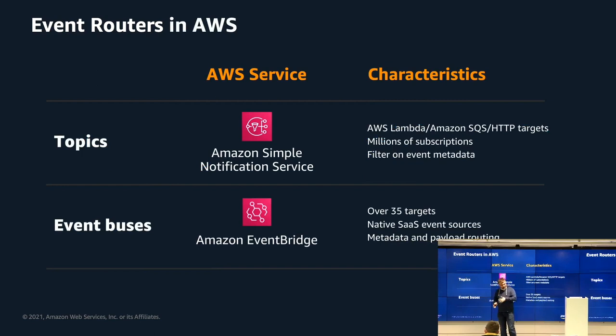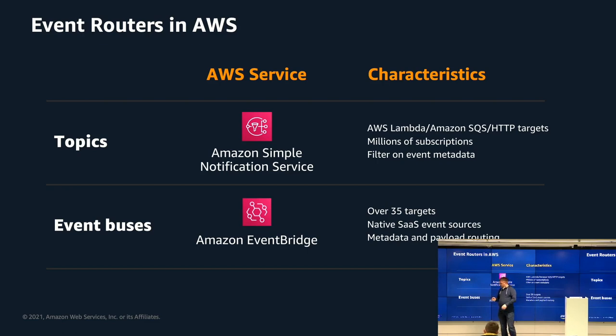When it comes to AWS services which you can use for event routers, there are two of them. It's Amazon Simple Notification Service and Amazon EventBridge. I think everybody is familiar with Simple Notification Service because it's quite old and a lot of people use it to deliver notifications to consumers, to the mobile phone, to the email.